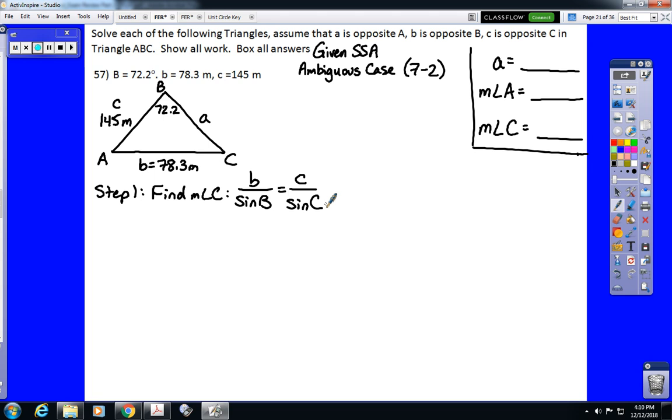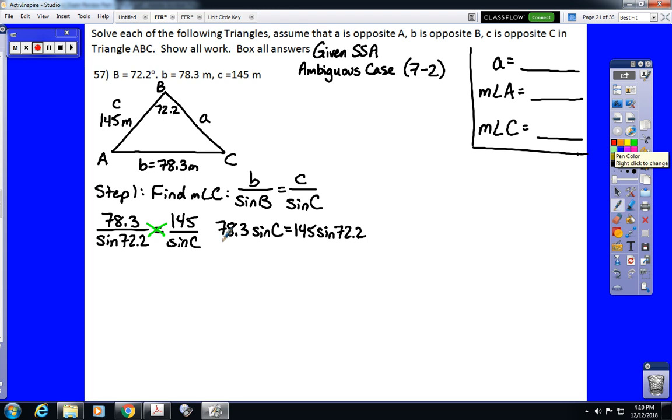Now, we plug in what we know, 78.3 divided by the sine of 72.2 equals 145 divided by the sine of angle C. We do what we always do. We cross multiply because it's law of sines, which will give us 78.3 times the sine of angle C equals 145 times the sine of 72.2. We divide by the sine of 78.3 to get sine C by itself.